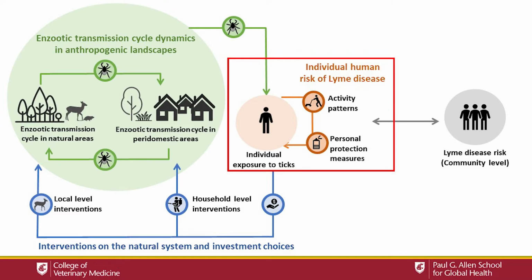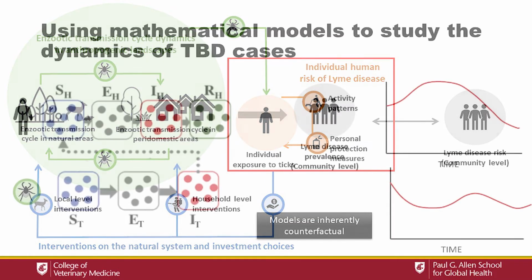So this is basically our general hypothesis. As I mentioned, the tick hazard is mostly driven by the enzootic transmission cycle that depends on the host dynamics. But humans get exposed depending on their behavioral decisions, so the activity patterns and the personal protection measures that they take, and they can feed back into the system by introducing different interventions at different scales.